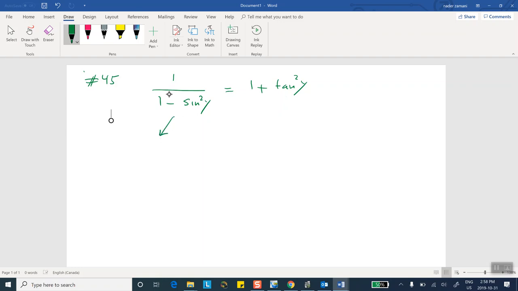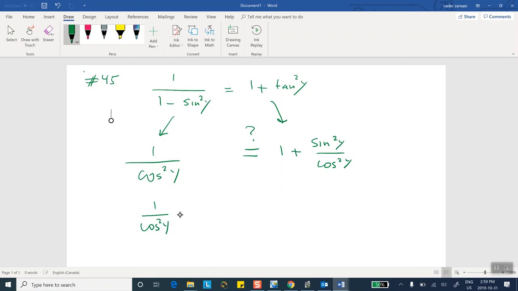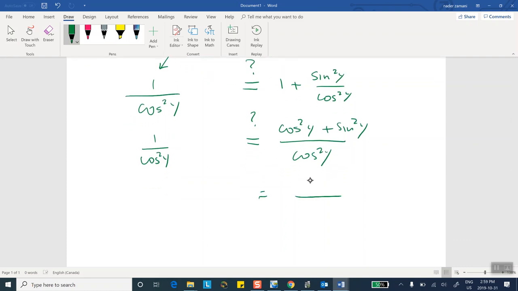So on this side, you have 1 over cosine squared y. We don't know, but you want to see whether it's equal to this thing. So let me write that side as 1 plus sine squared y over cosine squared y. I'll keep the left side the same. I'm not going to touch it again. On the right side, there's a common denominator, cosine squared, so we get cosine squared y plus sine squared y. And notice that the numerator of this is 1.